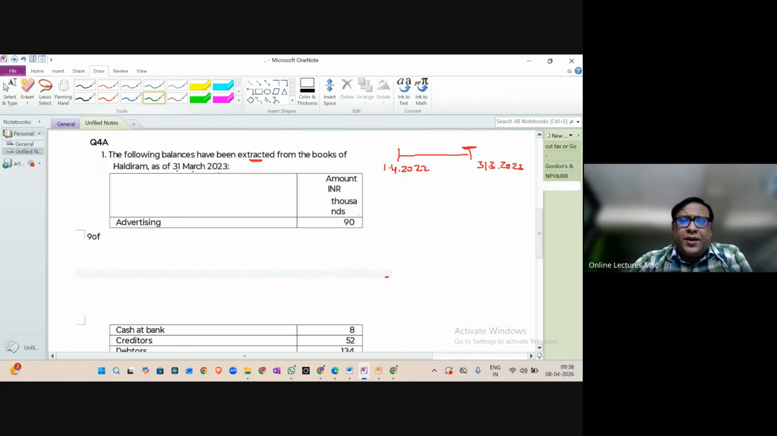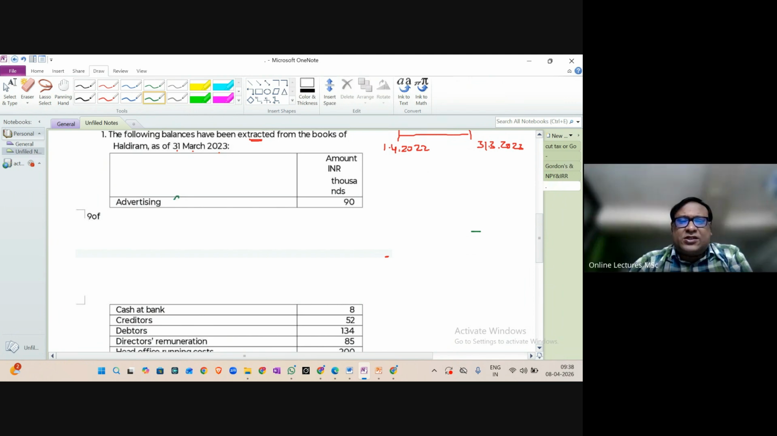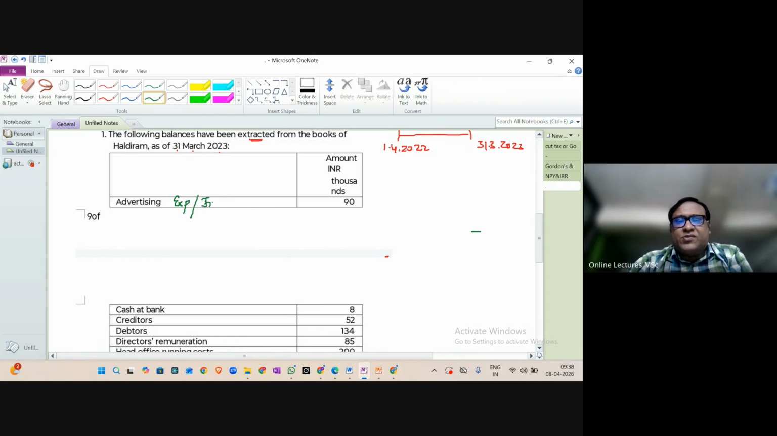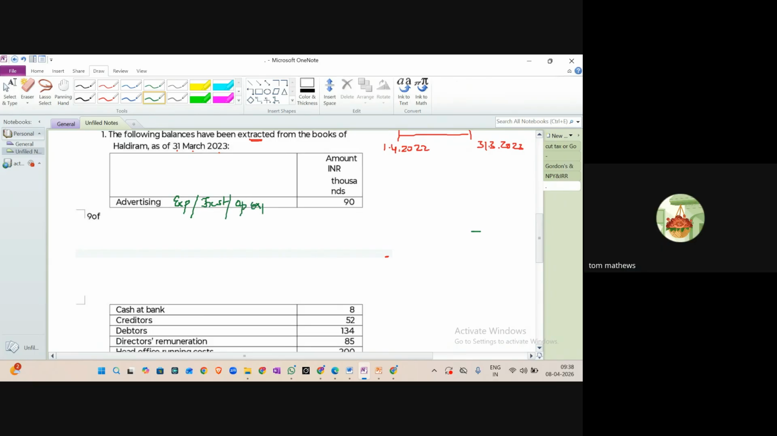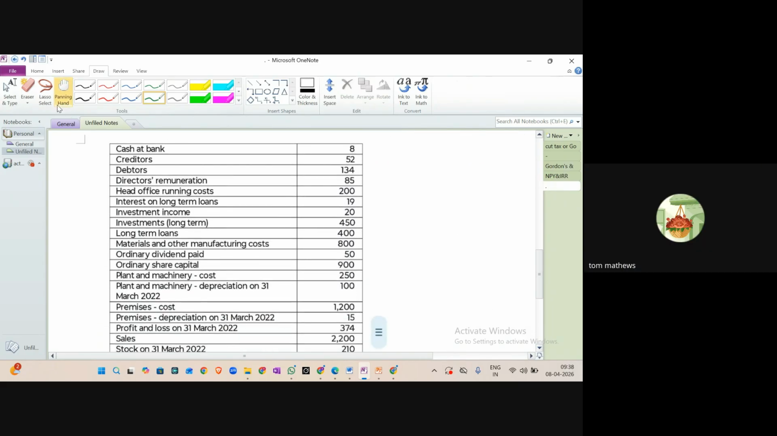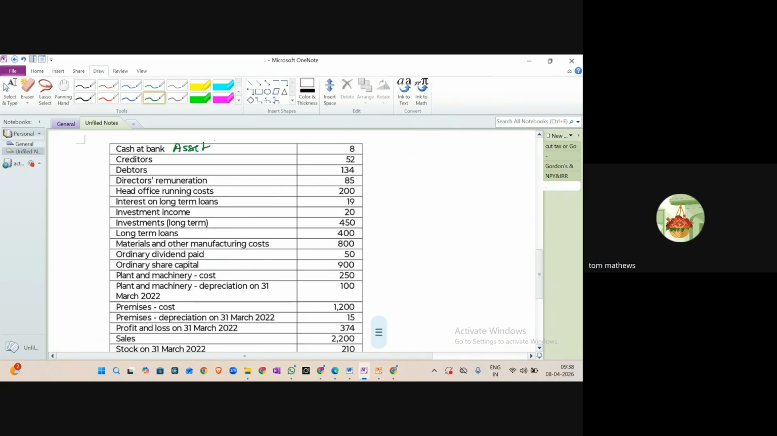Okay. Now we know the advertising expenses ledger closed at 90,000 rupees. Advertising expense, it's an expense. Income statement. Very good, sir. It falls under the operating expense category. Operating expenses. Lovely. And cash at bank is a current asset. Very nice. Balance sheet. It's a current asset, balance sheet.